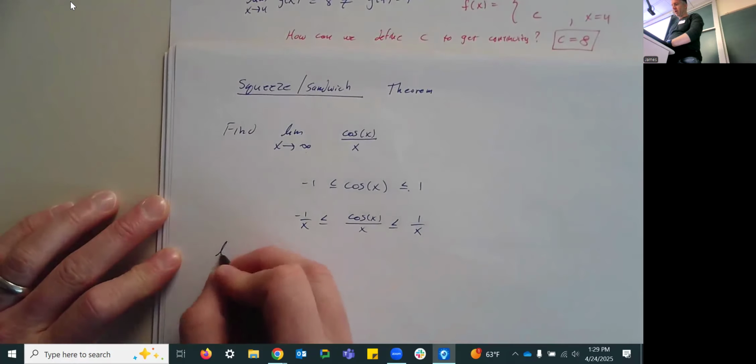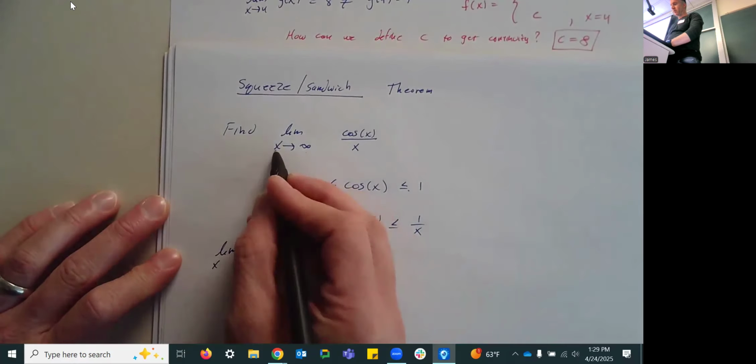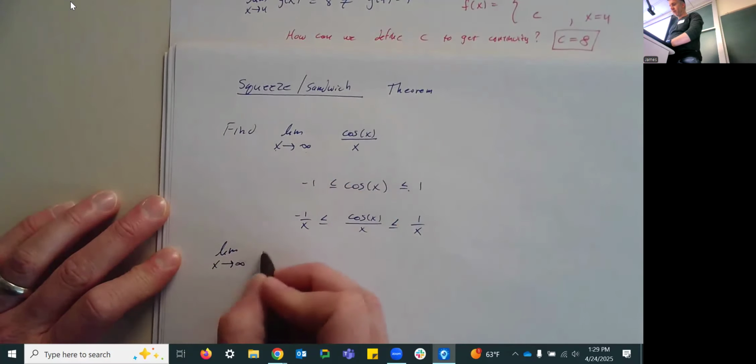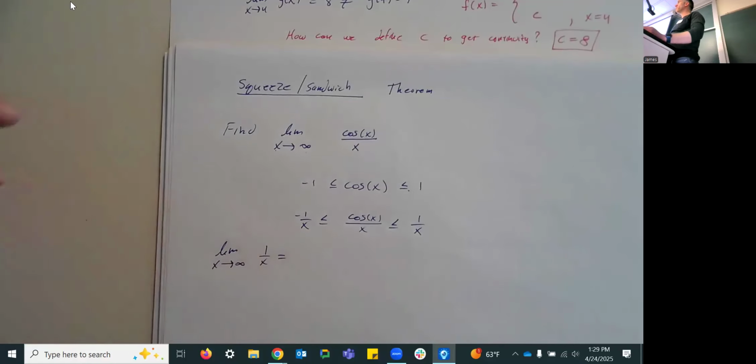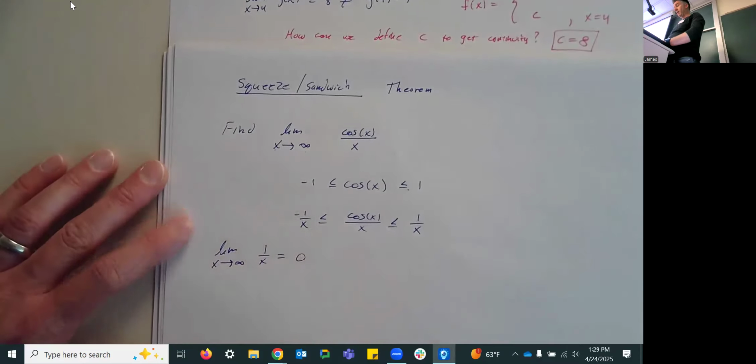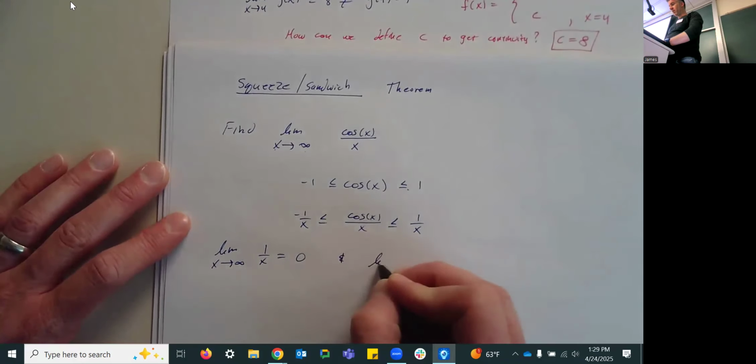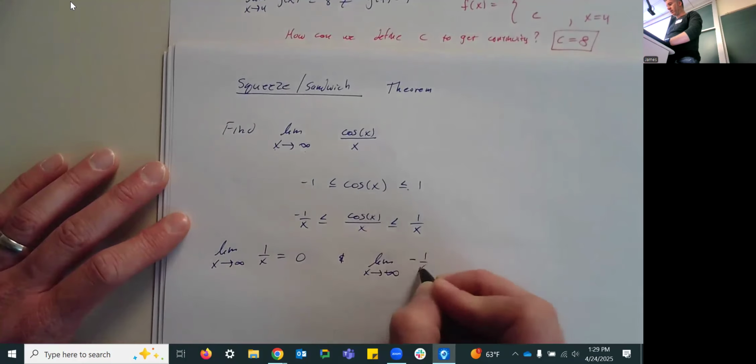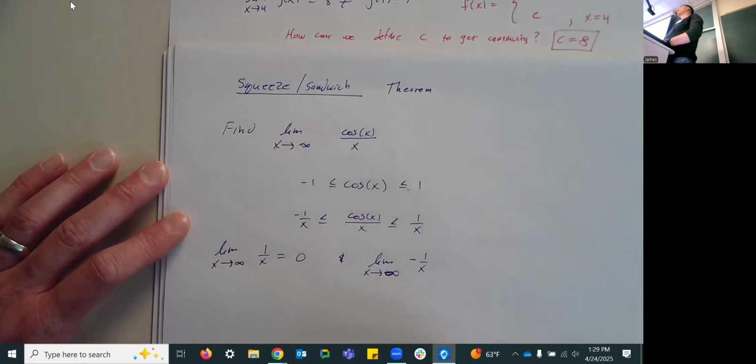So if we take the limit as x goes to infinity of 1 over x, what do we get? Yeah, right? Because you got 1 divided by a big number, that's going to be super duper small. And similarly, the limit as x goes to infinity of -1 over x is also going to be 0. Or actually, it's -0, which is 0.